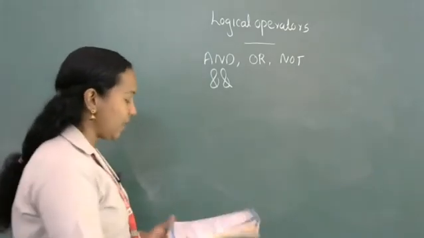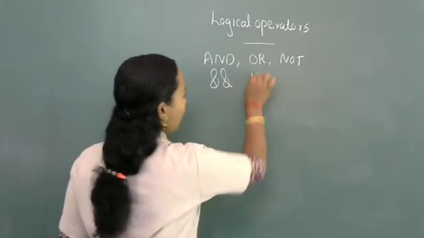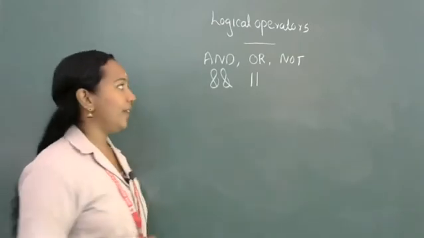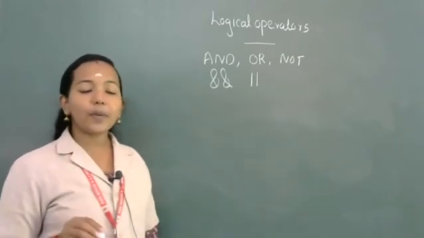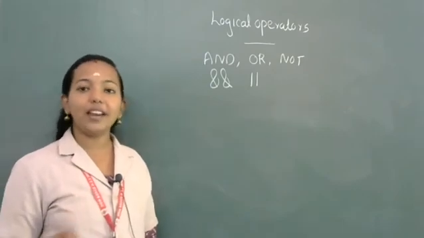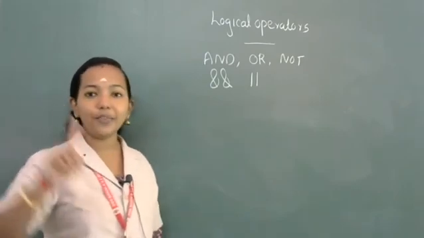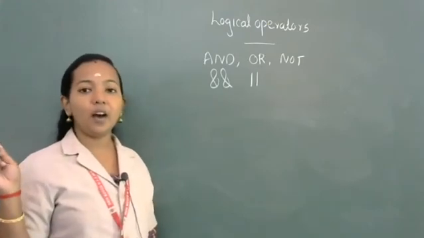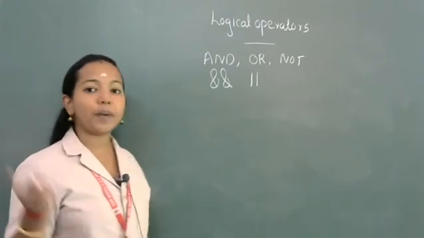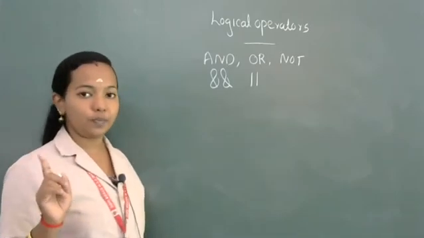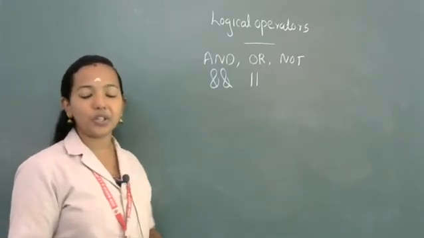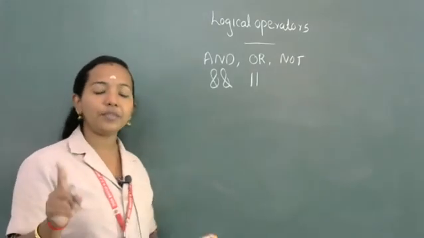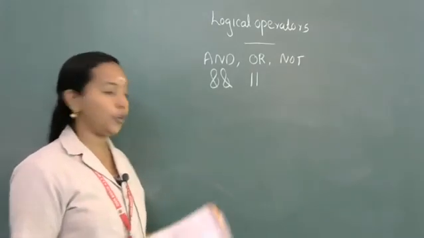Then the next one is the logical OR operation, double slash. In the OR operation, we are executing logical addition. Logical addition means if any of the outputs is true, the final output is also true. That means after the OR operation, the output is true. If any of the conditions is true, the output is also true.